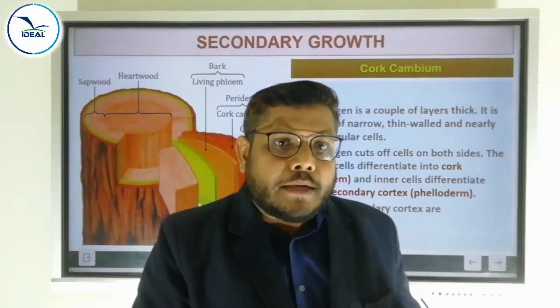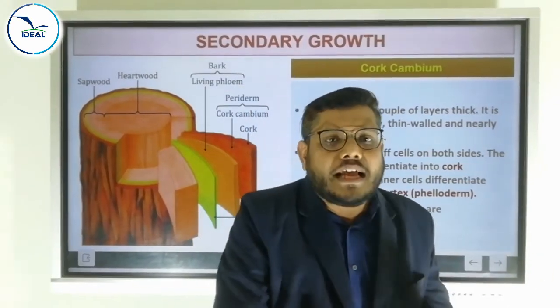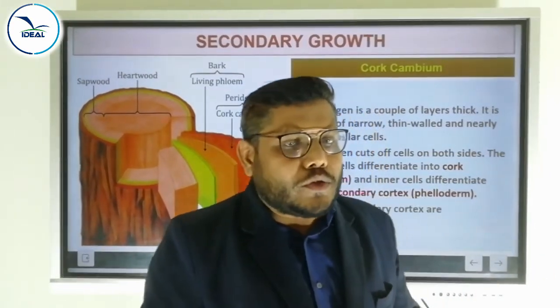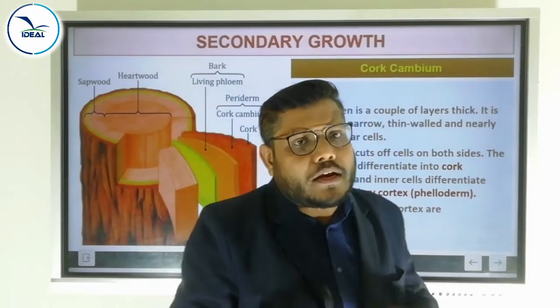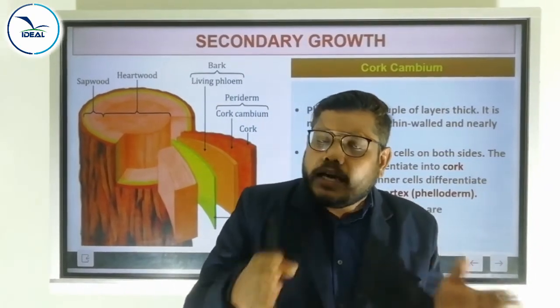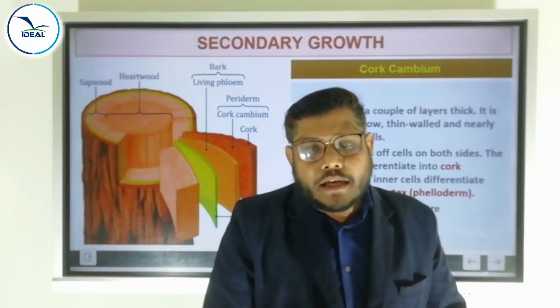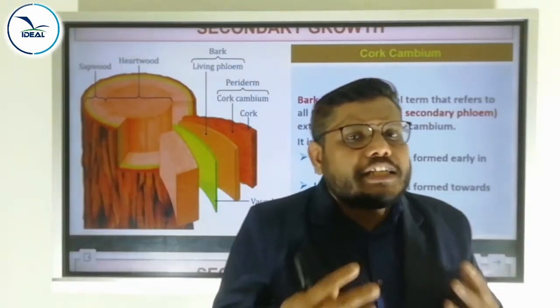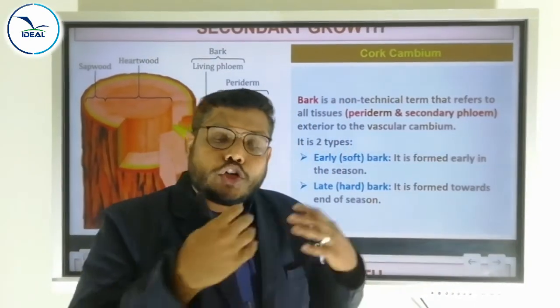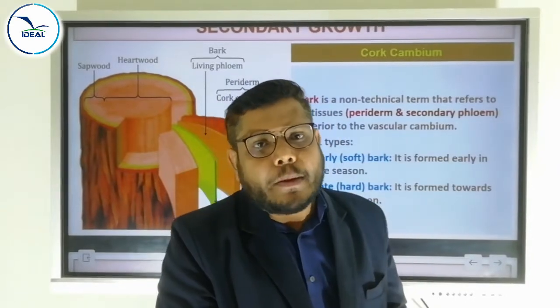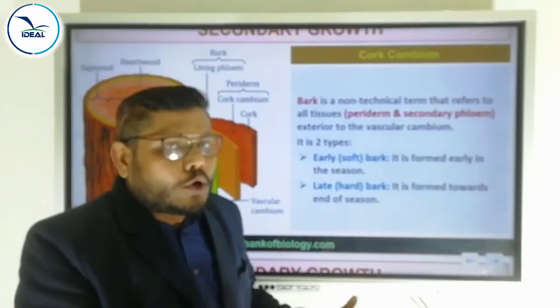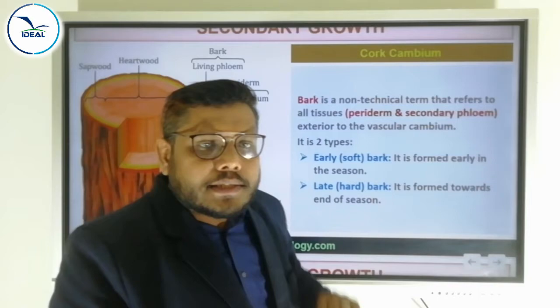So dicot stem, stellar secondary growth is present and extrastellar secondary growth also present. All together we can call secondary growth in dicot stem. Is it clear? Next one, bark. What is bark? It refers to all tissue exterior to vascular cambium, that is called bark. It includes periderm and secondary phloem.